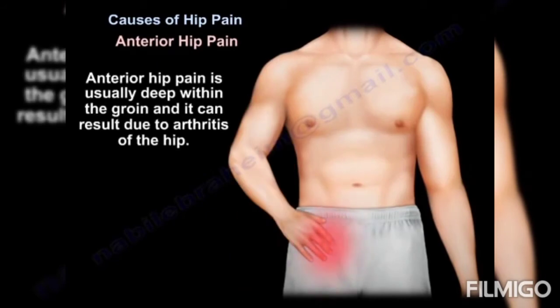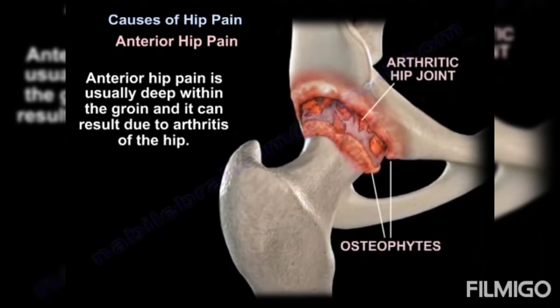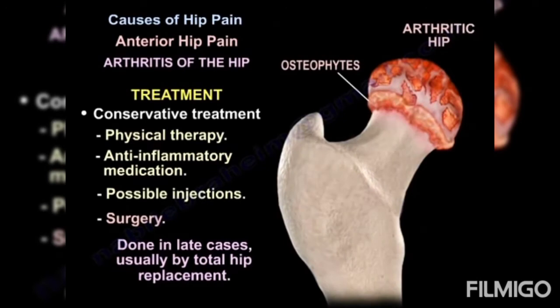It can result from arthritis of the hip. The treatment is usually conservative treatment with physiotherapy, anti-inflammatory medication, possible injections, and surgery is done in late cases, usually by total hip replacement.